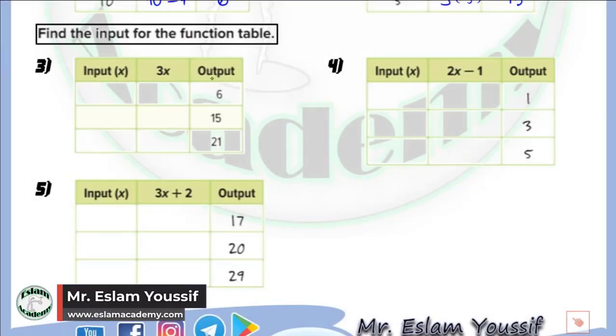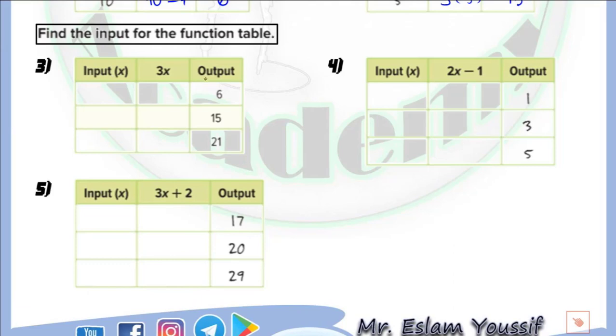In this question we have the output and we need to find the input by using the function rule. Once the given is the output, we will use the inverse operation to find the input. The relation that we have is 3x. So I will use the opposite. 3x means 3 multiplied by x. To find the input I will use division. So all we have to do is divide by 3. In all of the questions I will divide by 3 to find the input.